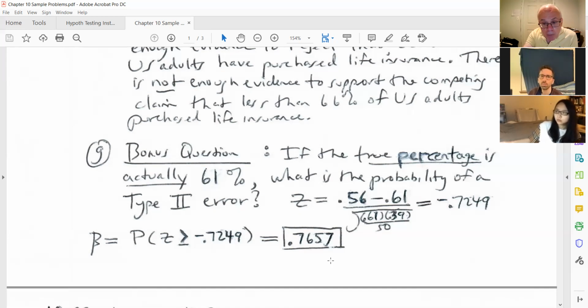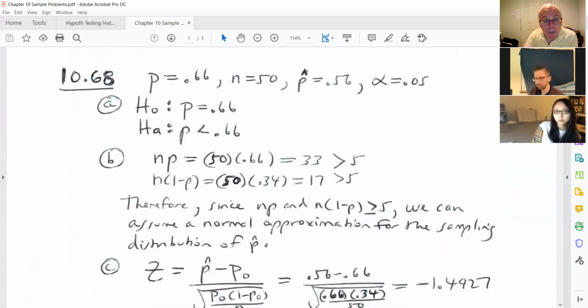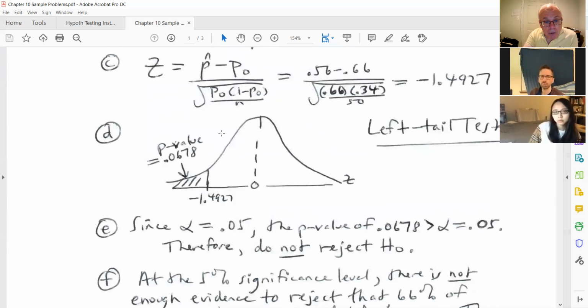And by the way, it doesn't apply in this case, but if we want to know the power of the test, it's 1 minus beta. 1 minus beta is the power of the test. But this is how you would figure it out, because it's based on logic. The type 2 error is the probability of not rejecting the null hypothesis. So that means it's the area to the right, not the area to the left. That's the key to understanding this.